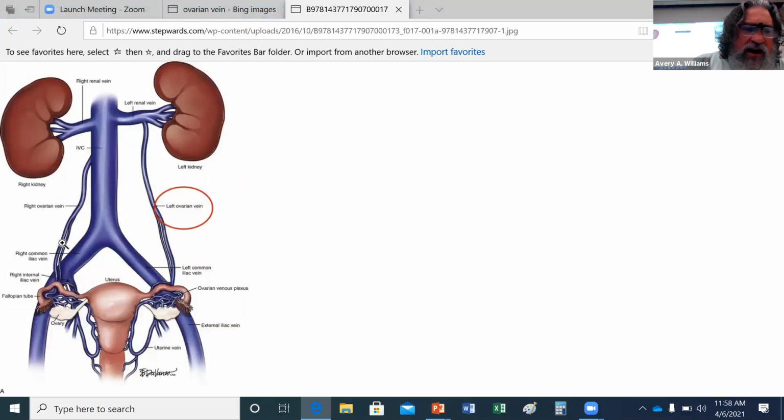Okay, you see right here is the right ovarian vein. It dumps directly into the inferior vena cava. IVC stands for inferior vena cava. See that? But look at the left one. The left one is draining the ovary. It doesn't go in here like this one. It taps into the left renal.